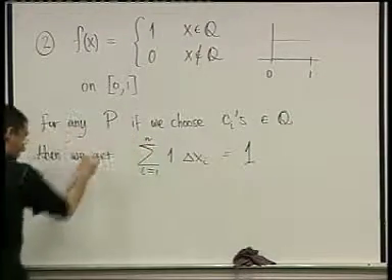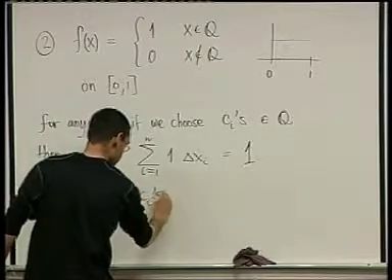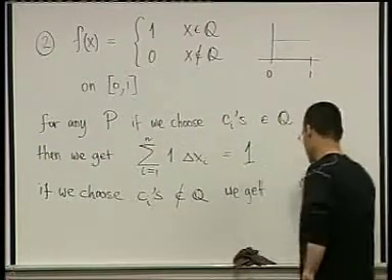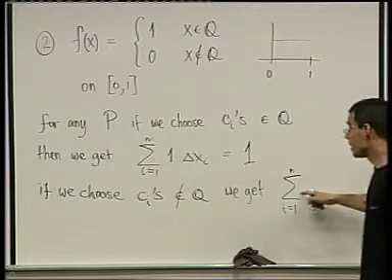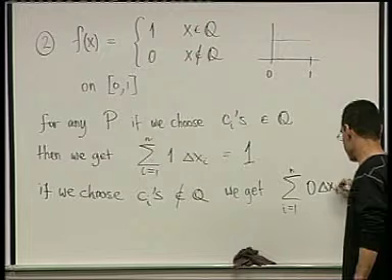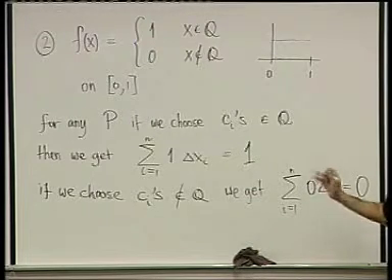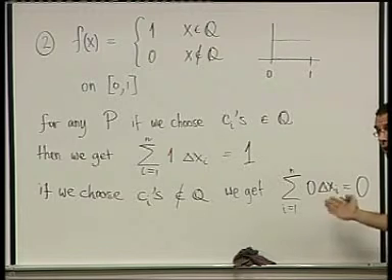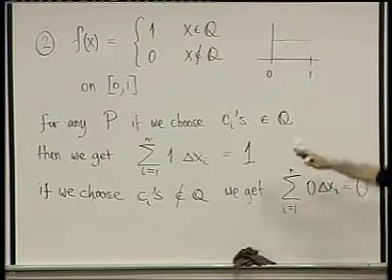For the same partition, if we choose irrational c_i's, c_i's which are not in Q, we get a Riemann sum, which is the sum from i equals 1 to n for the same exact partition, just a different choice of orange points. What is the value of f at irrational points? 0. So we get 0 times delta x_i. In other words, we get 0. So for any partition you take, you're going to get 1 or 0 as your Riemann sums, depending on if you choose rational orange points or irrational orange points. And if you choose some of them rational and some irrational, you're going to get numbers in between 1 and 0.